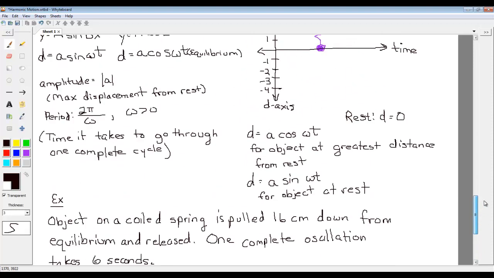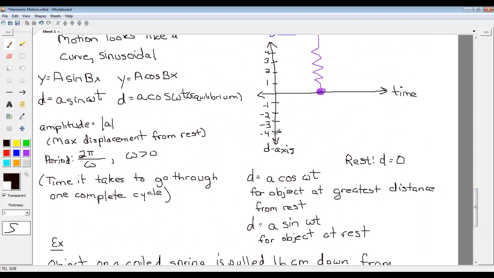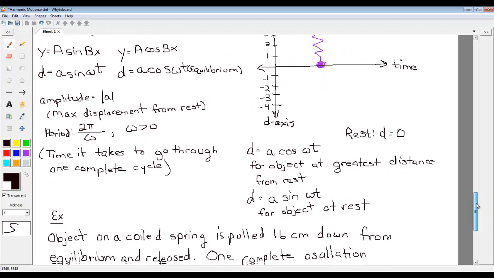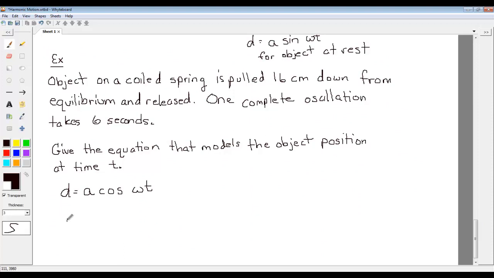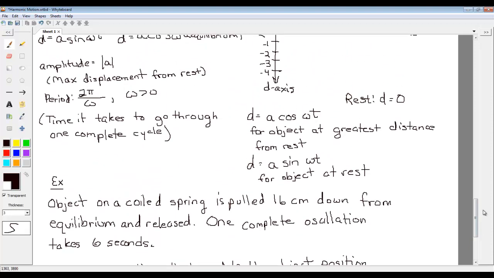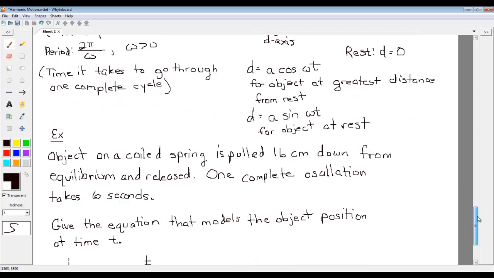Well, we're pulling it down. We're going down into the negative direction. So a is going to be negative 16. And then omega, remember 2 pi over omega, where omega is greater than 0, is your period.